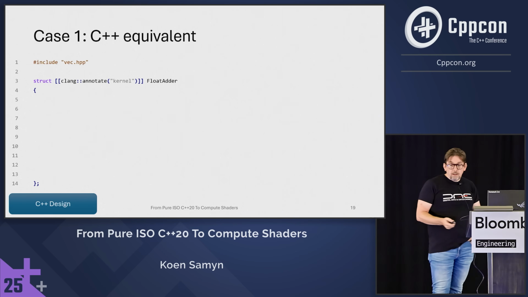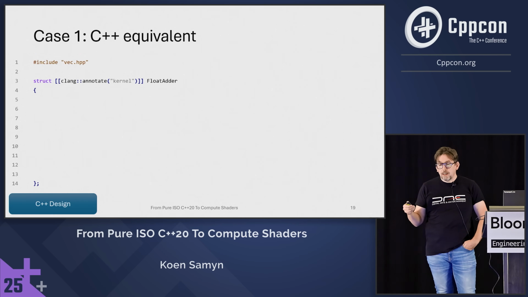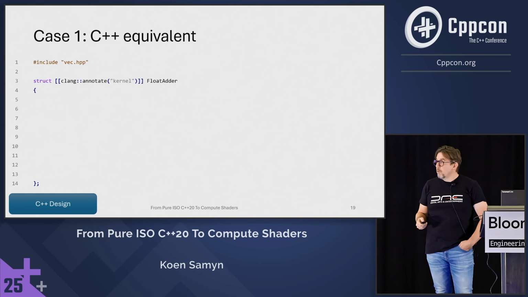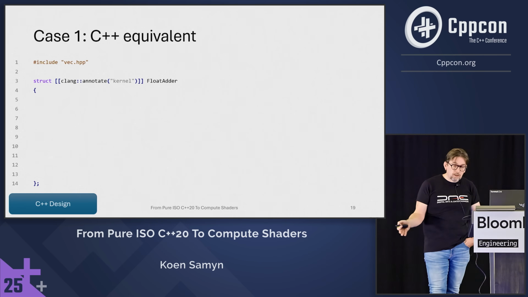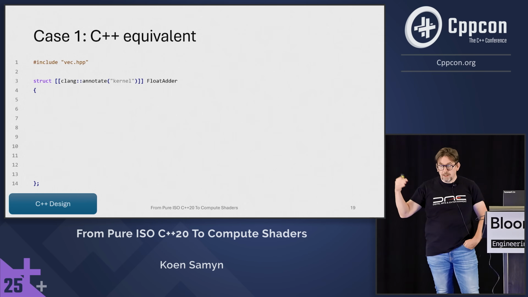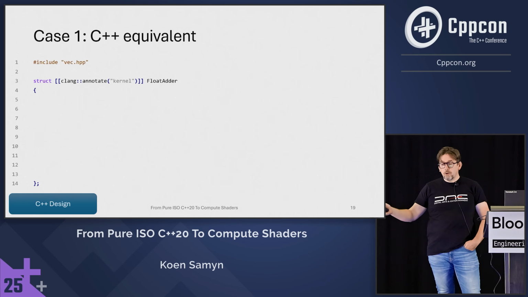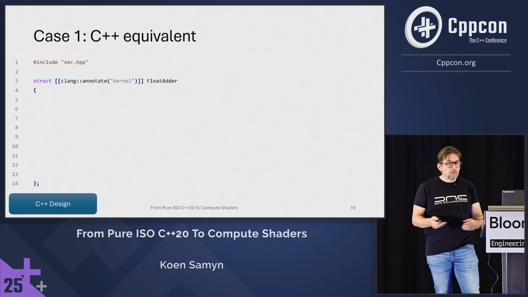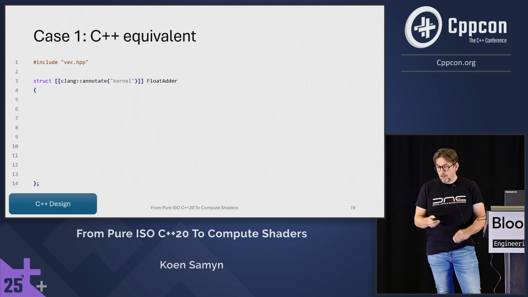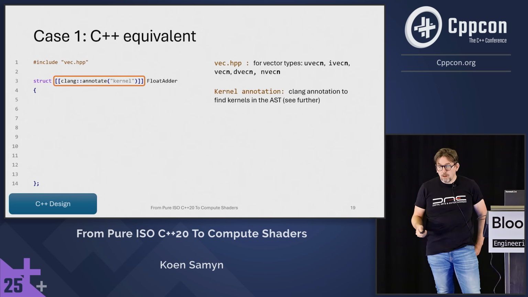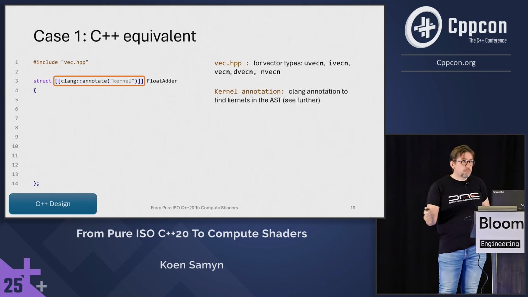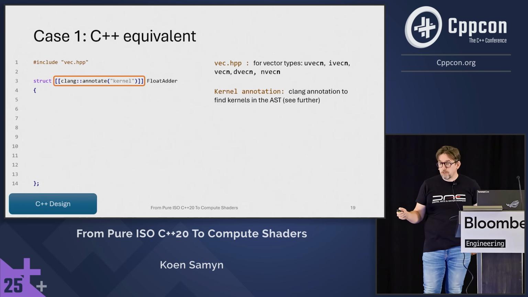So what does my C++ equivalent look like? I have a struct. I use Clang annotate. Annotations are compiler dependent. You cannot just add annotations. Luckily, Clang has one where you can just call annotate and put in strings your own user-defined annotation. It's a float adder. So I have vec.hpp for the vector types. I have clang annotate. I'm going to use that to find my compute kernels in the AST.